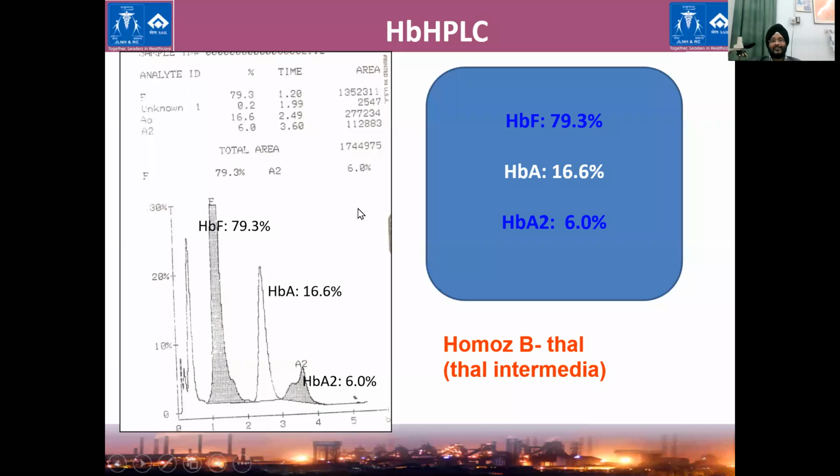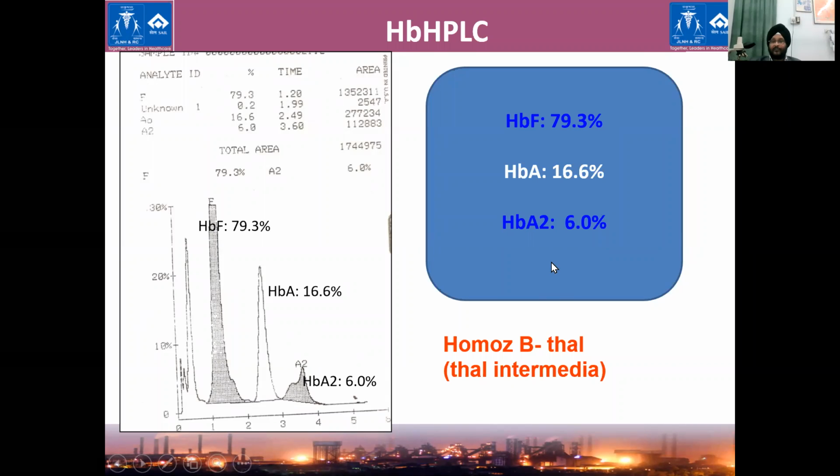Then an HPLC was done at the same time. We are seeing HbF, which is very high, around 80%. HbA is 16%. Could it be because of transfusion? Yes, it could be. HbA2 is 6%. In which cases will we get an A2 of this? Beta thalassemia trait. In some cases of homozygous beta thal also, HbA2 may be high.